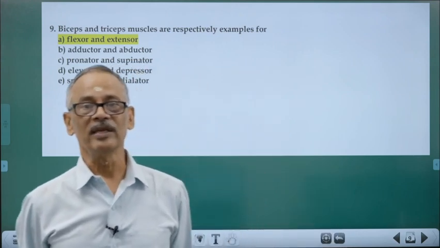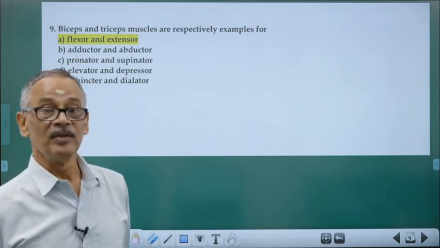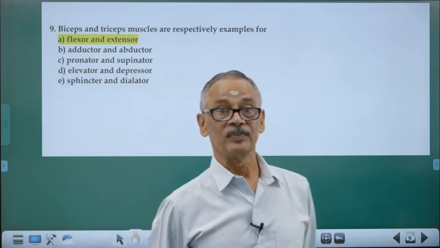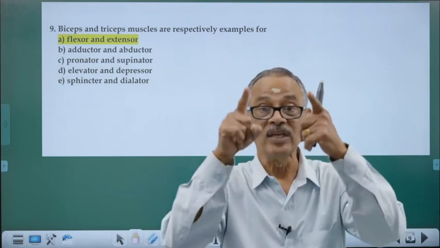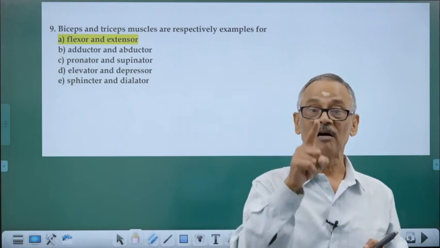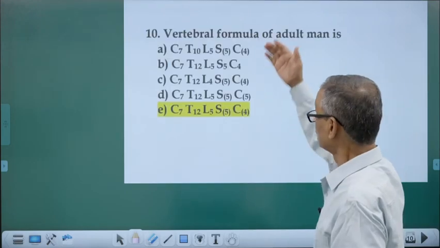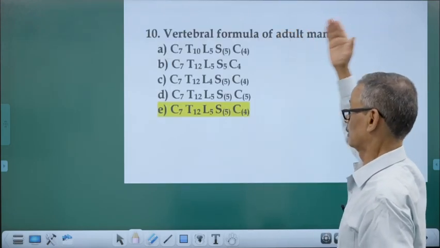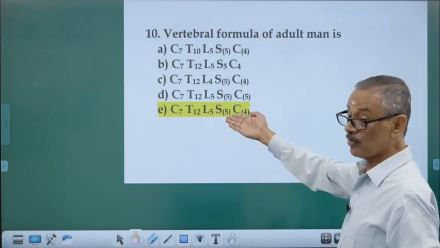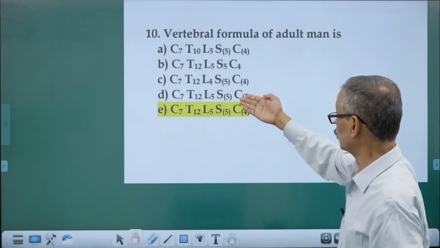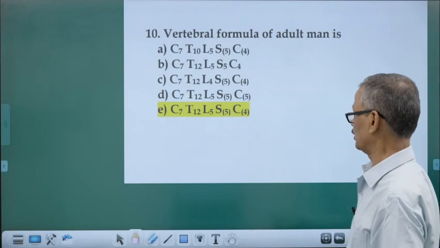So these are some of the types of movements brought about by the muscles. Skeletal muscles are in pairs. Vertebral formula, we have studied it. C7, T12, L5, sacral 5, coccygeal 4. Why are we putting it in brackets? They are all fused. Okay, this is the adult human, and it is C for coccygeal.